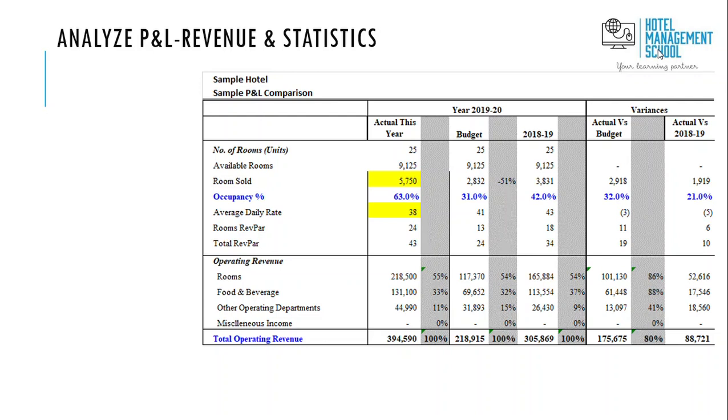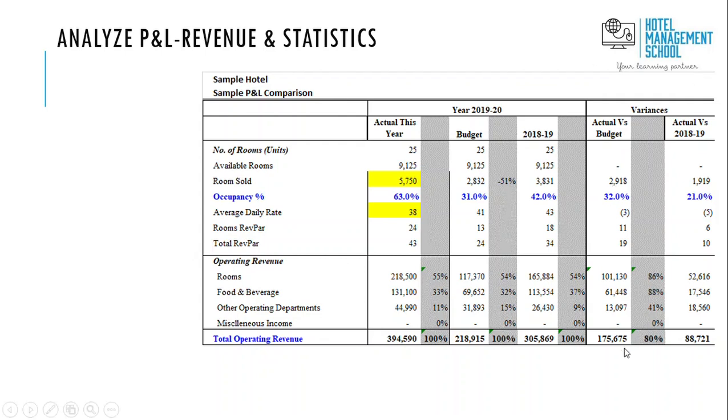In this video we are going to look at how we analyze the revenue and the statistics. It is a sample example of a typical P&L, which normally gives you the statistics and operating performance for the room division, the F&B division, and the miscellaneous. Here we are comparing the actual results to the budget and to the previous year.